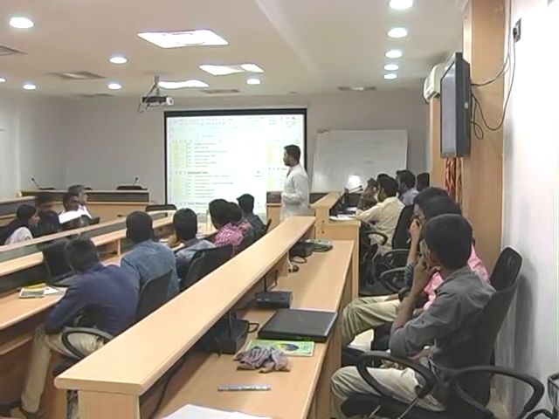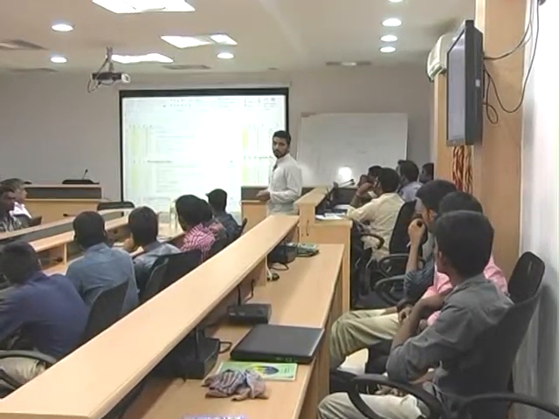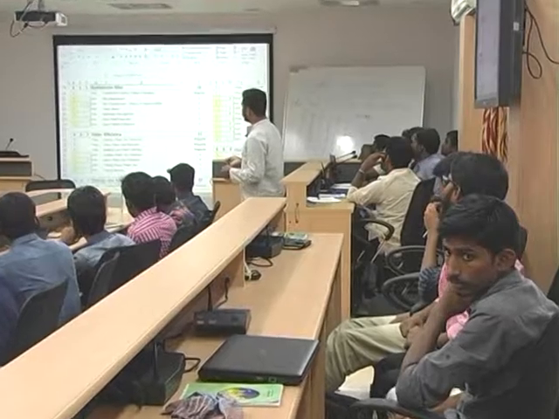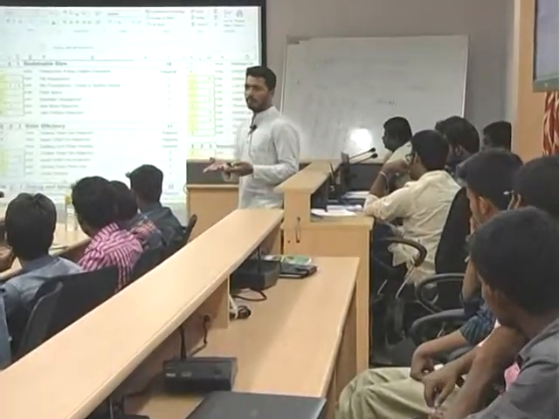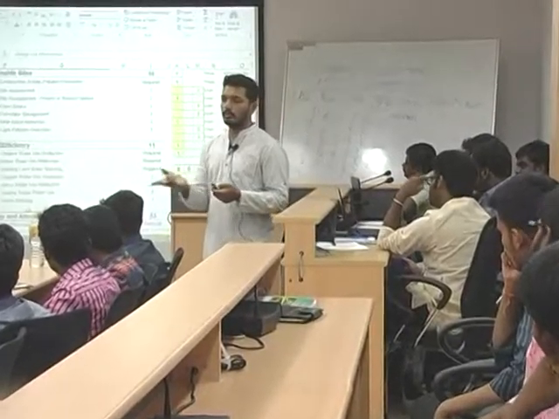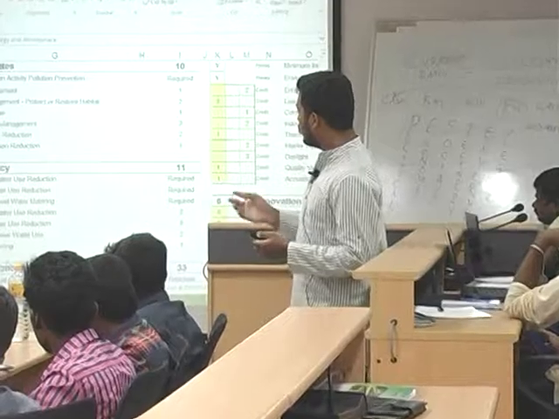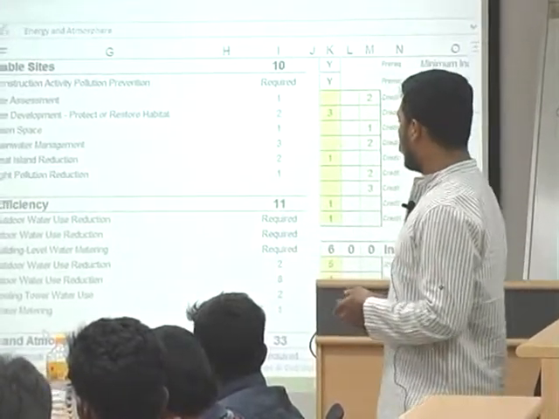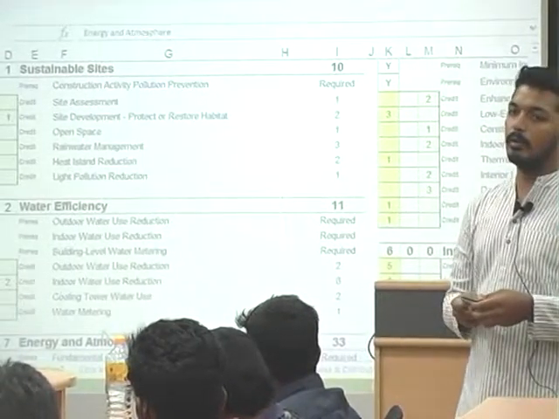Light pollution reduction, there is no light reduction, is of course, yes. Water efficiency, outdoor water use reduction, we don't have any outdoor water use reduction. We will try to use it through the rainwater itself. And indoor water use reduction, we will use it only for cleaning the cold storage unit. And the cooling tower water use, yes, we are having. Water metering, yes, we need to have.